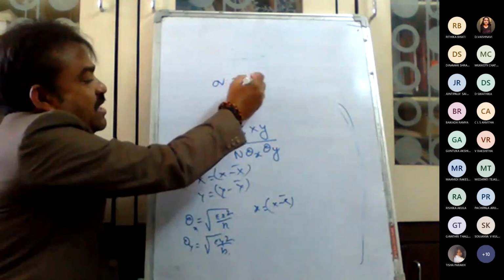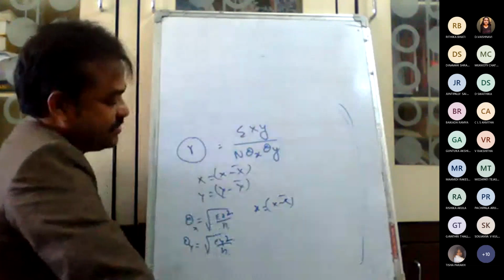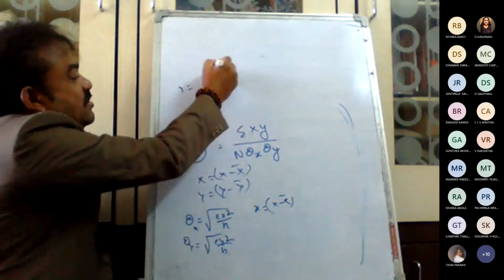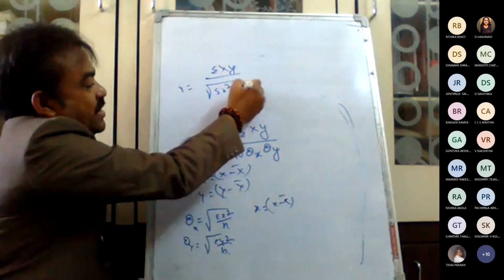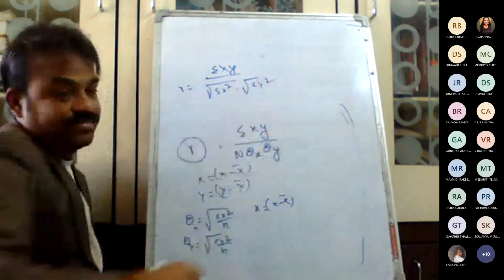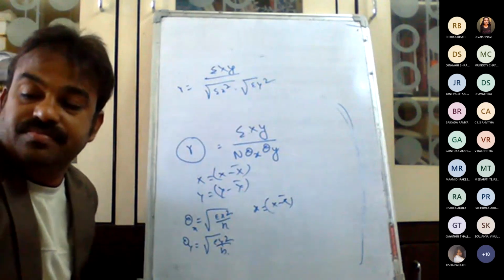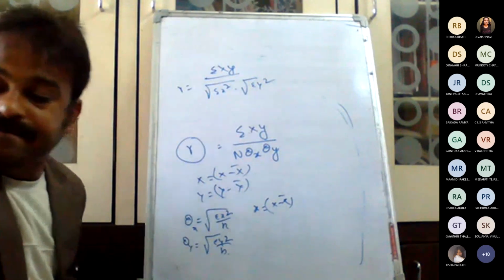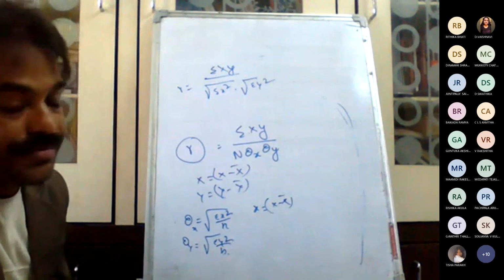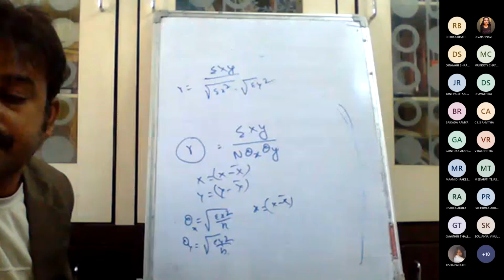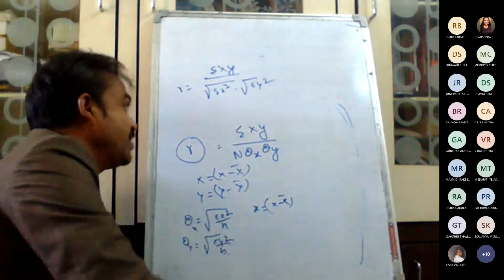Or else it becomes correlation is equal to sigma xy divided by root of sigma x square into sigma y square. Another formula. As you wish.